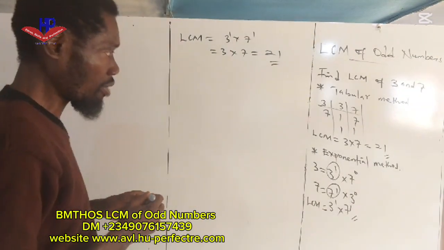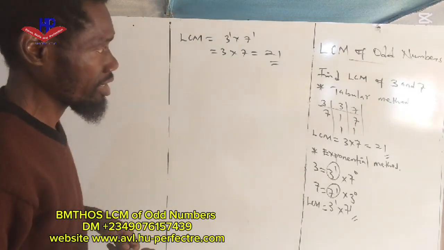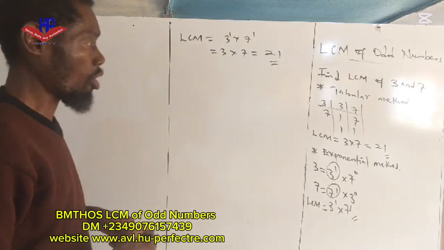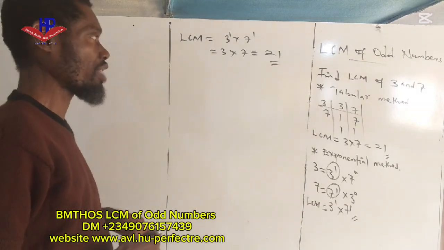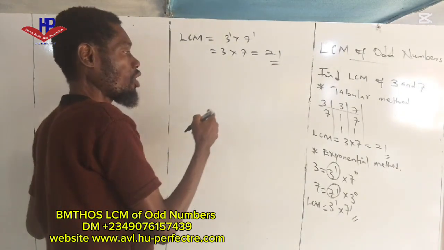So we can solve the problems now in exponential form or in tabular form. Whatever method is given to us, we can apply it that way. So this is how you solve for odd numbers.